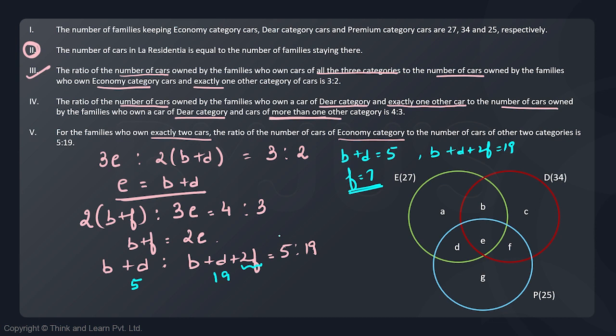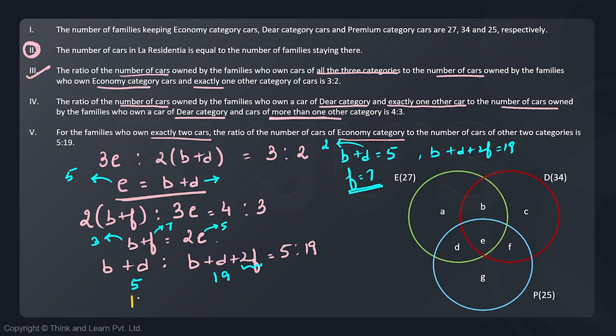I hope you are getting my point. Moreover, B plus D is 5. If I put it here, I can also get the value of E then. Value of E would also be equal to 5. So I am getting E as 5, F as 7. By putting them here, I can get the value of B as well. That will be equal to 10 minus 7, which is equal to 3. And if B is equal to 3, by putting it here, I can also get D is equal to 2. So by doing that, I can get all the values, which is very much within the scope. That's possible.